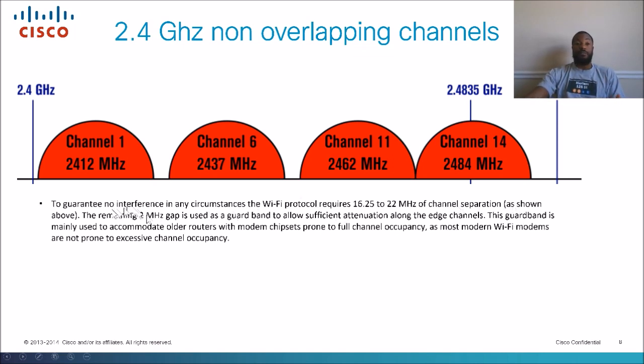This guard band is mainly used to accommodate older routers and modem chipsets, which are prone to full channel occupancy. So there's some radios or Wi-Fi routers that actually go over that range, which can cause interference, right? Most modern Wi-Fi modems are not prone to excessive channel occupancy, so they make it a little bit smaller so that it doesn't overlap other channels, right? So remember these channels right here, 1, 6, and 11.